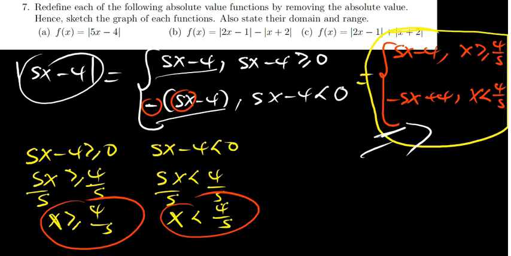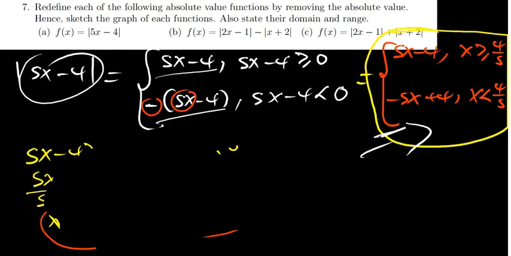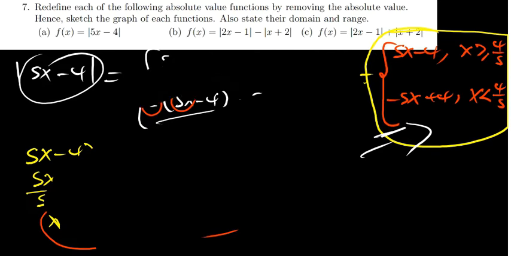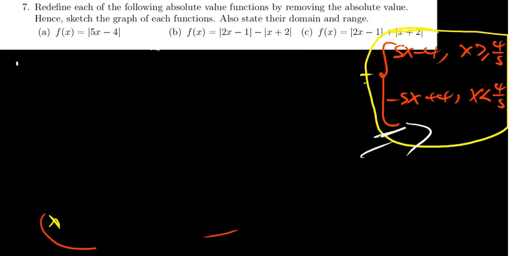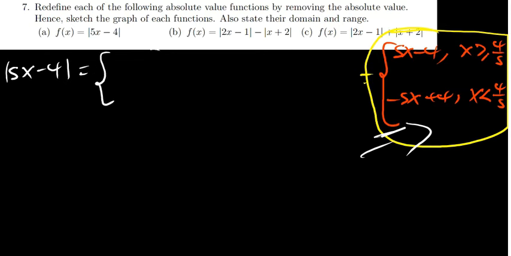Sketching is going to be easy now because we have our condition. If you know how to sketch a piecewise function, then I don't think you will have problems sketching this. So remember, we have our function. We have redefined this to be equal to 5x minus 4 for x greater than or equal to 4 over 5, and negative 5x plus 4 for x less than 4 over 5.